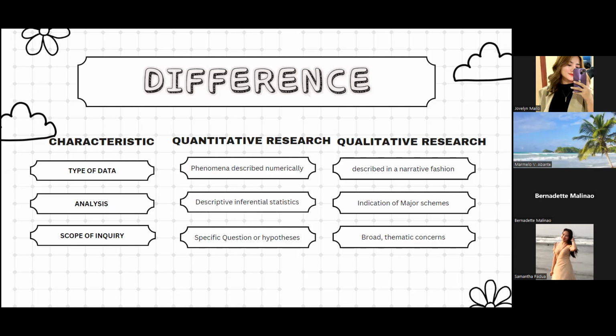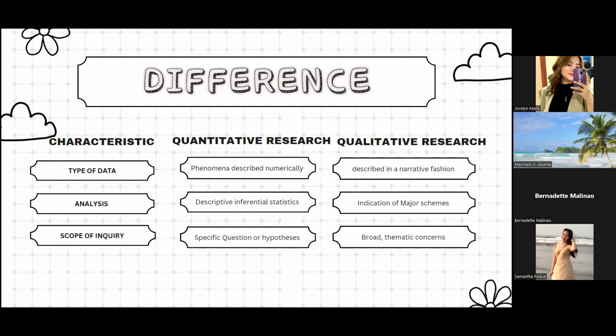So next is the scope of inquiry. In quantitative research, we use specific questions or hypotheses. For example, when we conducted a survey back then, we let them answer with choices like male, female, working, non-working, something like that. While in qualitative research, it is broad, thematic concerns. Questions were usually answered with long answers depending on the respondent's experience, background, and perspective.